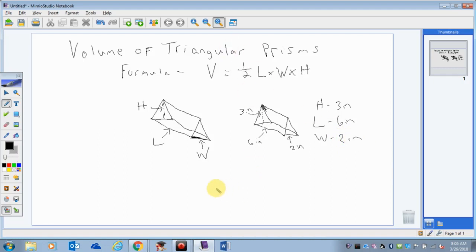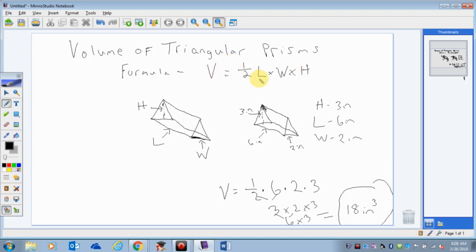Plug it into the formula there, so we've got volume equals 1/2 the length. So 1/2 times 6 times what's the width is 2 times the height is 3. So 1/2 of 6 is 3 times 2 times 3. 3 times 2 is 6. 6 times 3 is 18 inches, and we're multiplying 3 different units right there. So it's going to be inches to the third. Anytime we're dealing with a volume, it's going to be to the third.